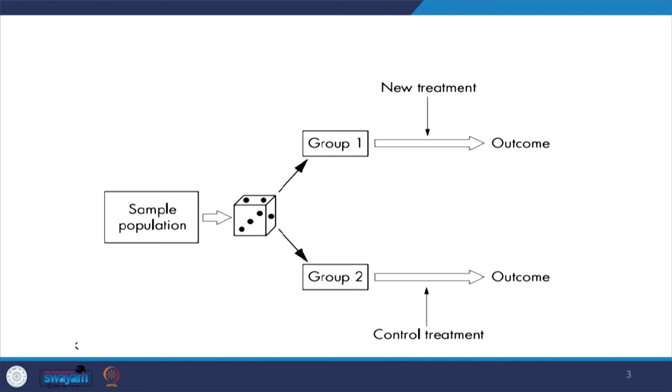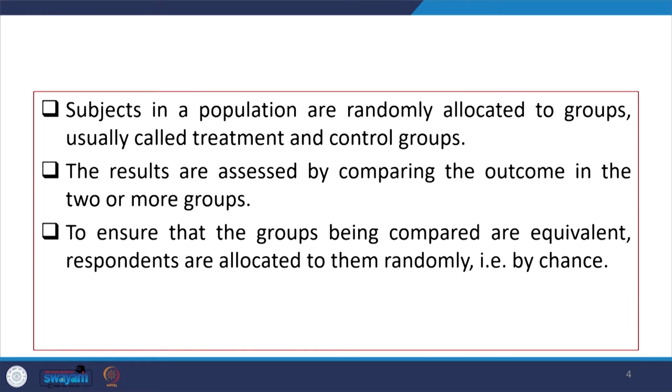So, this is defined by what our sample is and how exactly the sampling frame is defined. There are 2 groups defined from the population. One is the treatment group, another is called control group, and in both cases we will have certain outcomes, and those outcomes have to be compared. Subjects in a population are randomly allocated to groups, usually called treatment and control groups. The results are assessed by comparing the outcome in the 2 or more groups.